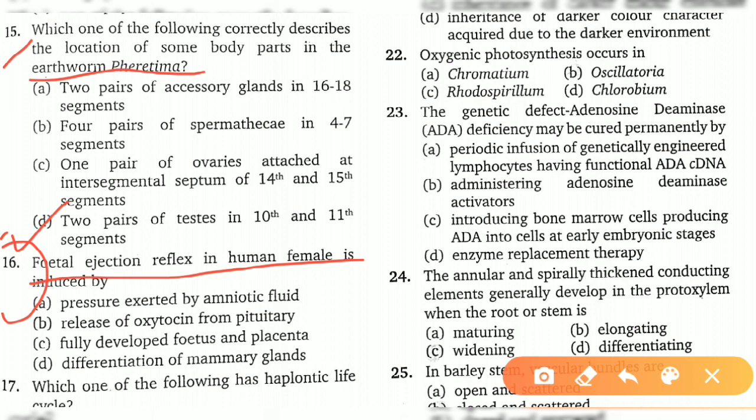The fetal ejection reflex in females, who induces it? Options are: pressure exerted by amniotic fluid, release of oxytocin from pituitary, fully developed fetus and placenta, differentiation of mammary gland. So it is induced by release of oxytocin from the pituitary.